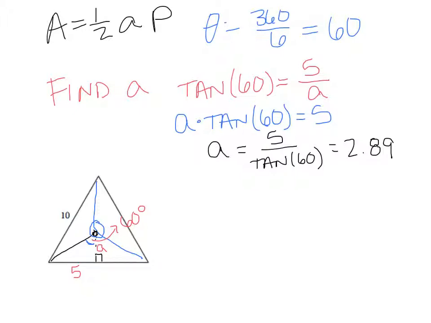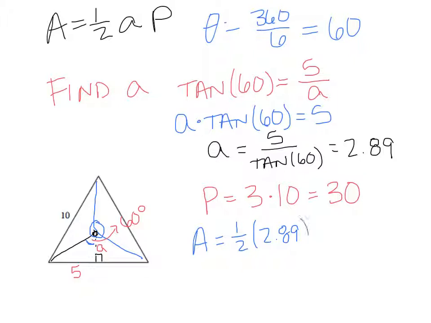So now that we have the apothem and we can find the perimeter, we can therefore go about finding area. Let's start with perimeter. There are 3 sides, and each side is 10. So the perimeter of this triangle is 30. Applying that to my formula, I can find that the area is 1/2 times 2.89 times 30. Apply the formula, use your little calculator if you need to. You're going to end up with an area of about 43.35 units squared.